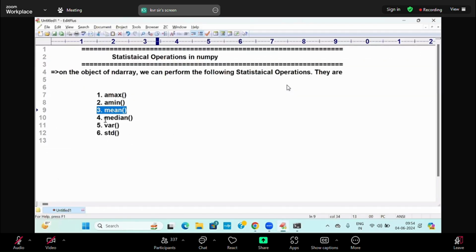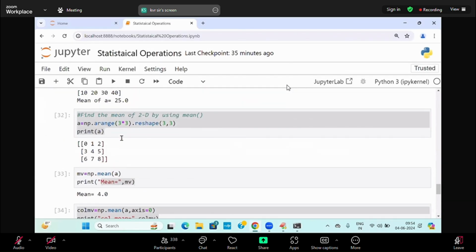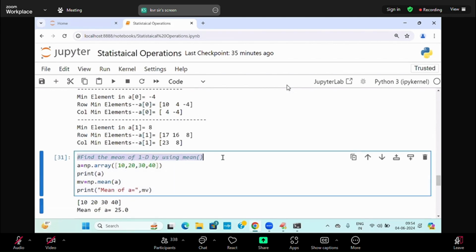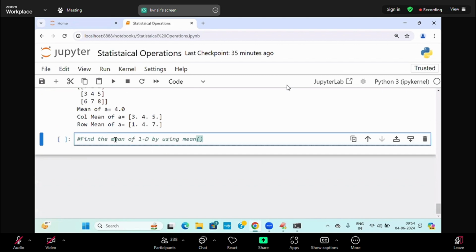Go to next, median. It's important, students. Try to take care. Median I will go for it. So finding the median. Finding the median of a 1D array first. What does the median concept say here?